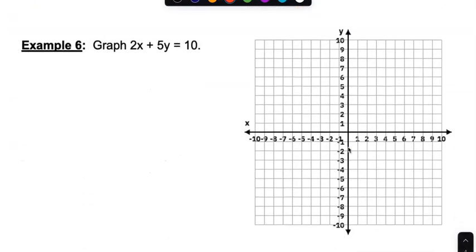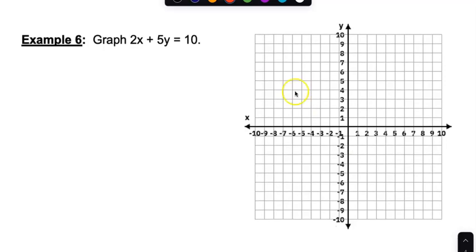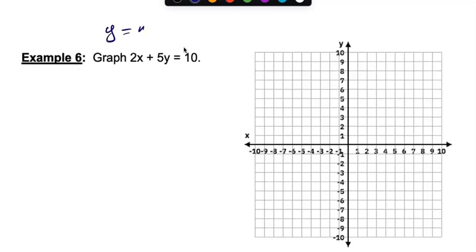So let's do the same thing with this one. We want to graph using slope-intercept form. Now the thing here is it's not in slope-intercept form, so we've got to put it in slope-intercept form first. Remember, slope-intercept form is y equals mx plus b. So we have to get the y by itself. If I want that, I'm going to get rid of this 2x here. So we're going to subtract 2x from both sides.